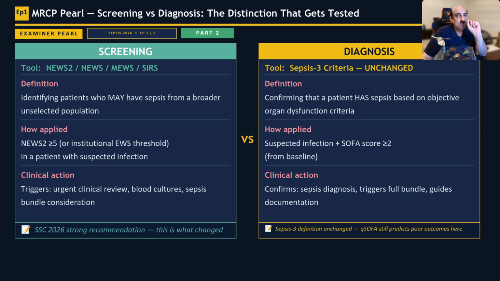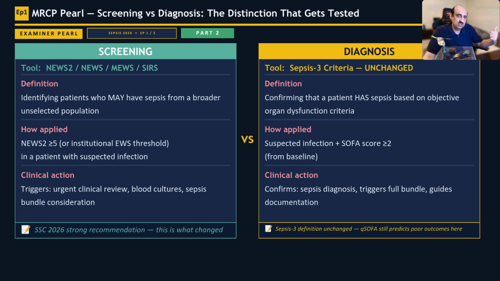Now, this is the single most important conceptual distinction in this particular episode. So many exam candidates will conflate qSOFA with the Sepsis 3 diagnostic criteria. Please remember they are separate. And I'll go through it in a little more sequence. For sepsis, you need to screen first, diagnose second, and prognosticate third. So in this order, for screening, you need NEWS2. For diagnosis, you need the Sepsis 3, and in that you have the SOFA score, and finally the prognostication is qSOFA.